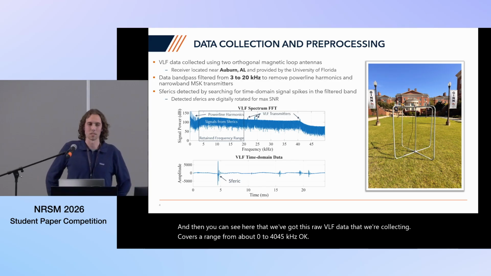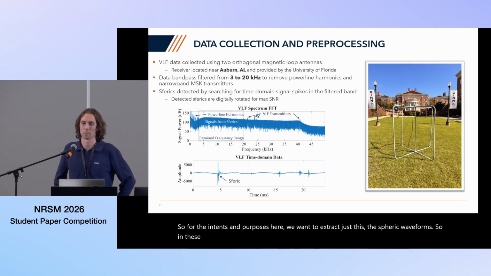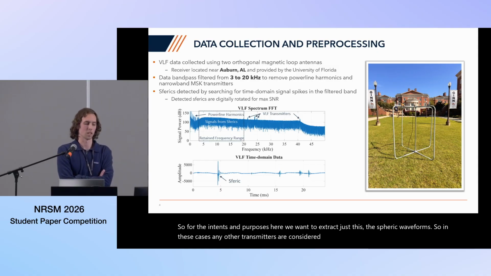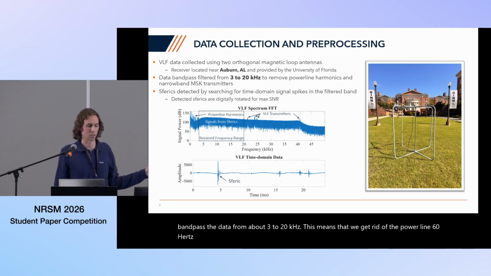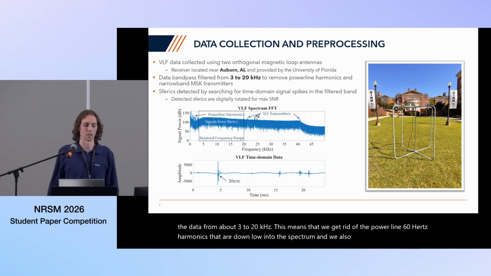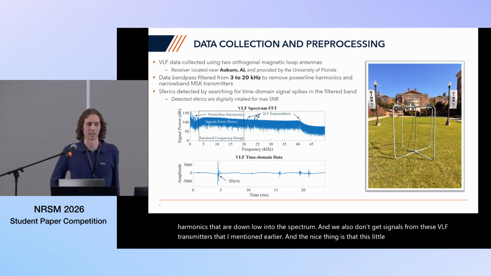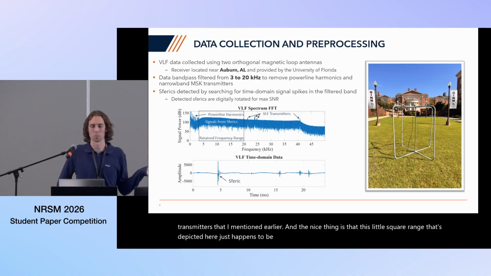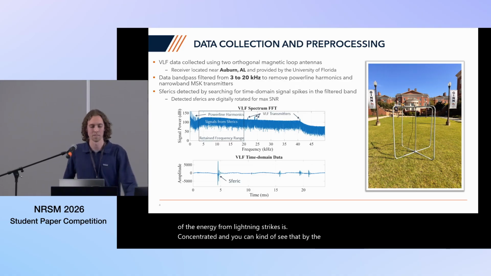For our purposes here, we want to extract just the spheric waveforms. In these cases, any other transmitters are considered interference. So we're going to bandpass the data from about 3 to 20 kilohertz. This means that we get rid of the power line 60 hertz harmonics at the low end of the spectrum, and we also don't get signals from the VLF transmitters I mentioned earlier. And the nice thing is that this little square range depicted here just happens to be the portion of the spectrum where most of the energy from lightning strikes is concentrated. You can see that by the little hump in the FFT.